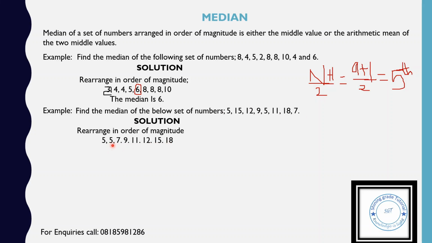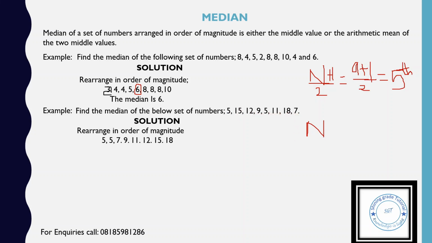5 is the lowest observation, 7 is the next, 9, 11, we have 12, we have 15, we have 18. Since we have rearranged that, we can apply n over 2 since they are even. How many observations do we have? 1, 2, 3, 4, 5, 6, 7, 8.